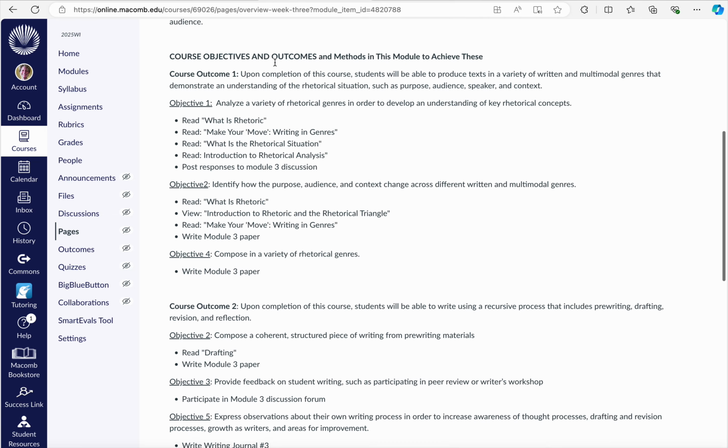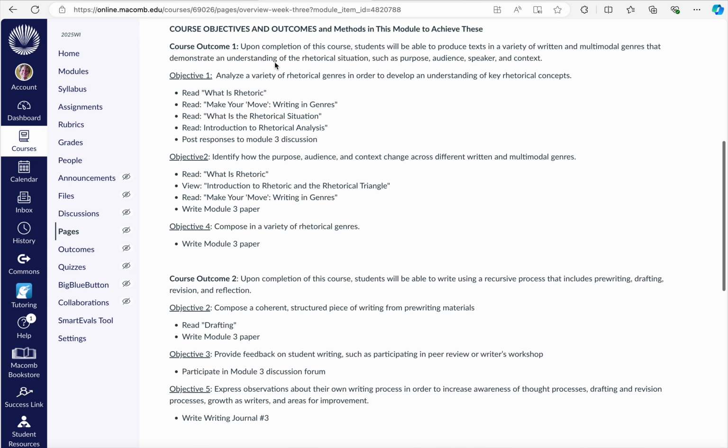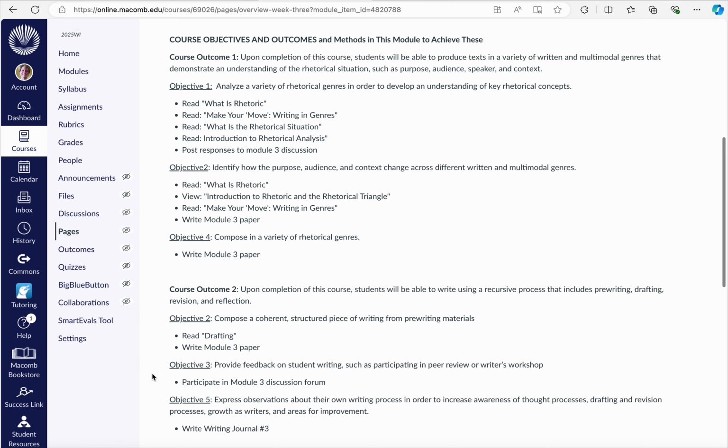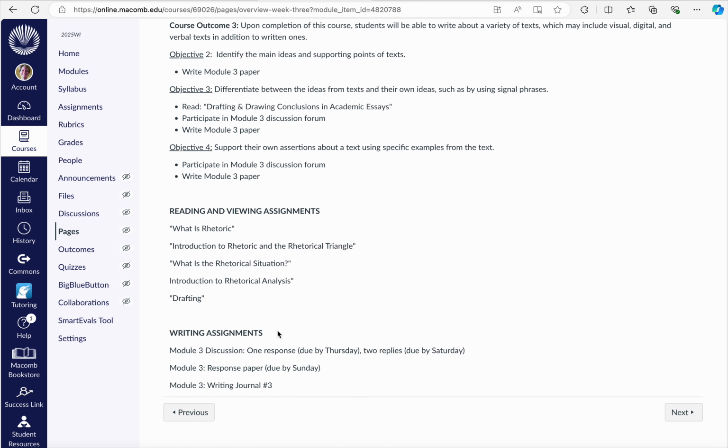So you can see that your reading and writing assignments for this week are all aligned to various course objectives and outcomes. So this middle part just breaks that down for you. But ultimately, you want to go through all of the reading that you'll be doing. Actually, I think there's just a couple more in there. I'll add those to this list. But you'll be looking at rhetoric, what the rhetorical triangle is comprised of, what is the rhetorical situation, and then start to think about not only a rhetorical analysis, but beginning to draft.